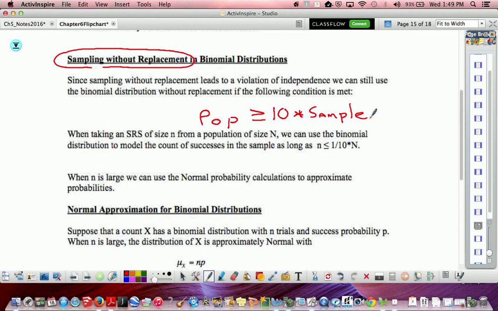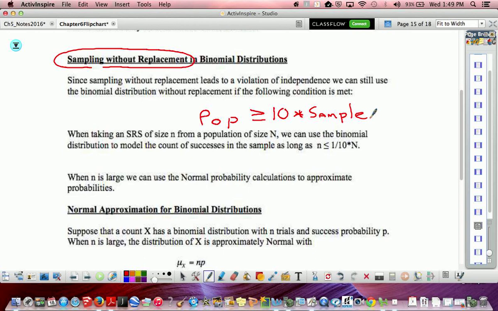If that is the case, then this whole idea of sampling without replacement doesn't impact the independence piece. The probabilities, yes, they are different, but the size of the differences in the probabilities is so small that it barely changes the probabilities or your outcomes.